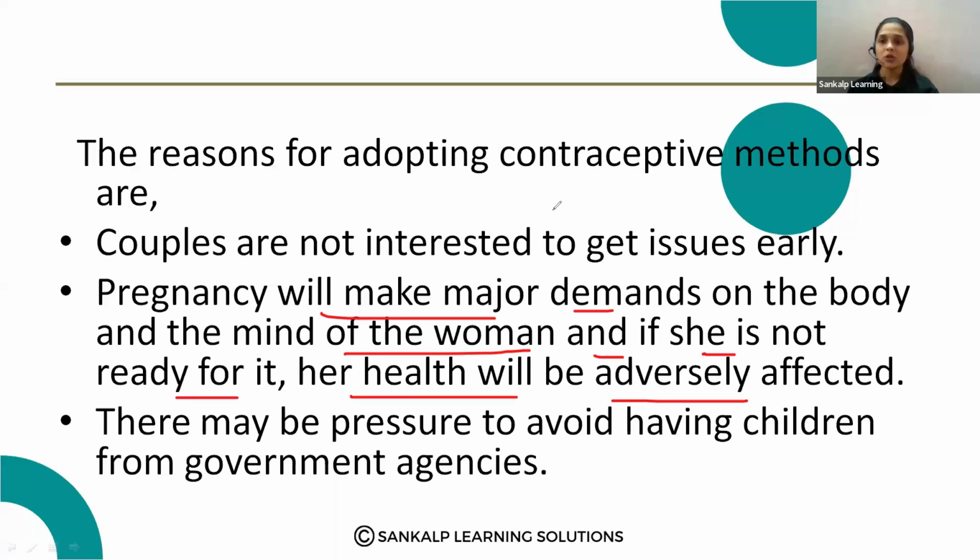When the woman is not ready for the pregnancy, her body and her mind should be ready for the pregnancy. If she is not ready, they use the contraceptive method. And there may be pressure to avoid having children from the government agencies. So these are some reasons for adopting the contraceptive methods.